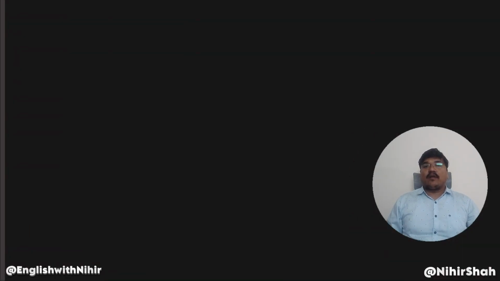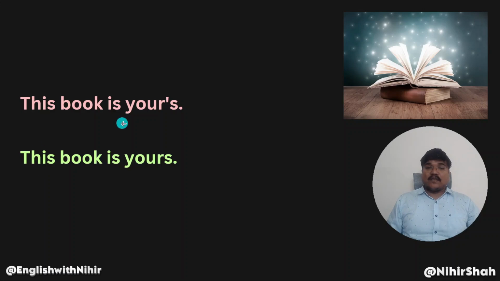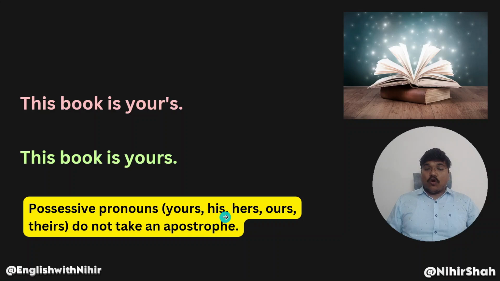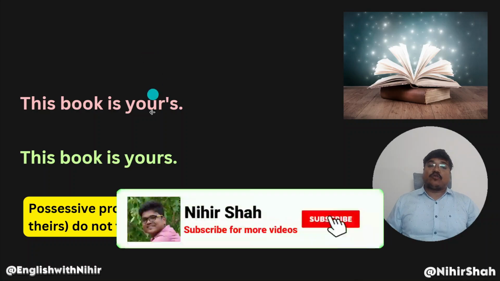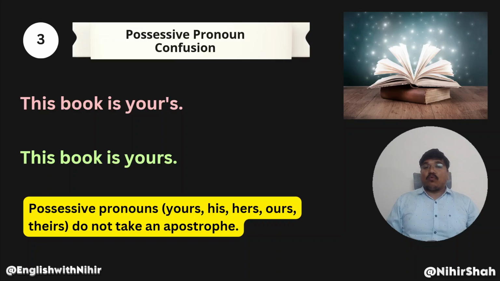Okay, let's move on. This book is yours. Can you find the mistake here? Think about it. The correct answer is this book is yours. See the mistake here. Why? Possessive pronouns like yours, his, hers, ours, theirs do not take an apostrophe. Okay, so here apostrophe is not required. So this is mistake number 3. Possessive pronoun confusion. Okay, so whenever possessive pronoun is there, don't use apostrophe.